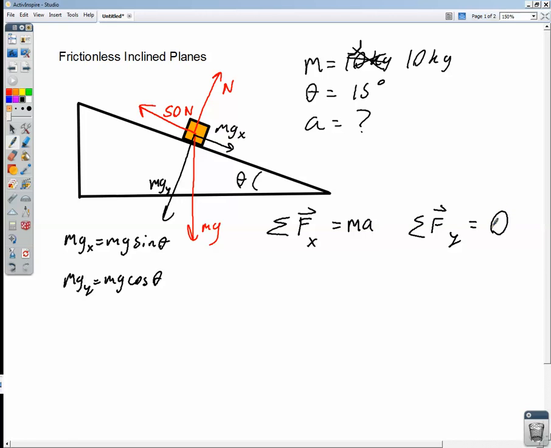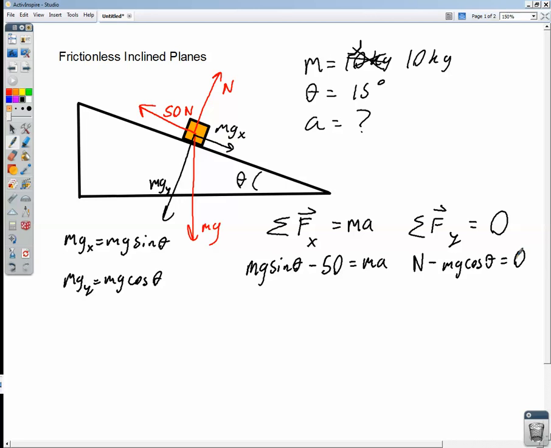So filling in our forces, this time we have two forces acting in x. We have mg sine theta, and that's going in the positive x direction, and we have 50 newtons going in the negative x direction. That's equal to ma. In terms of the y forces, it's the normal force going up, that's positive, minus mg cos theta. Those are equal to 0.